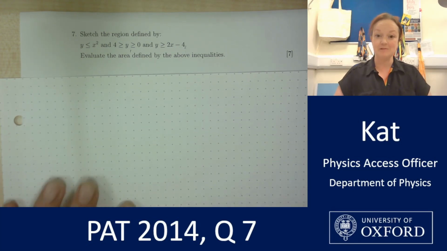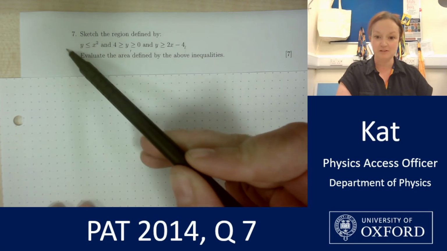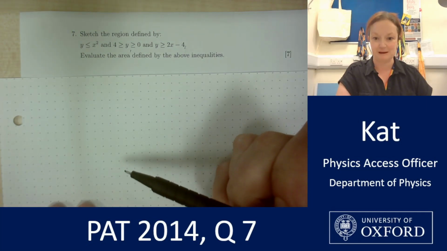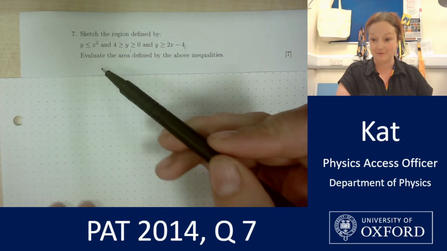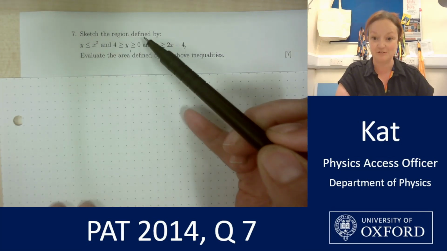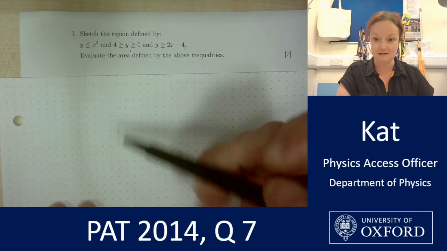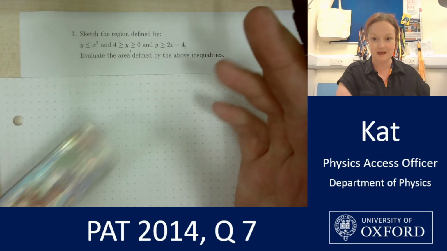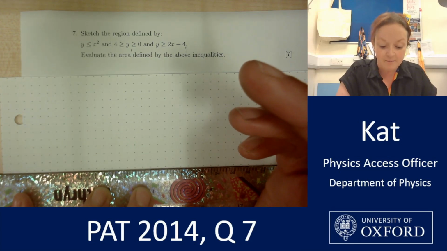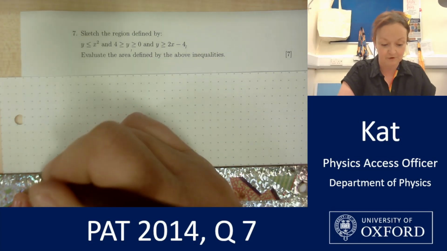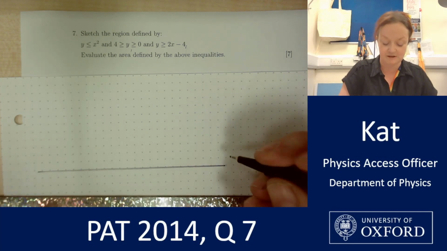This week I'm going to be taking you through the solution to question 7 of the 2014 PAT paper, which is a straightforward maths question asking us to sketch the region defined by these three inequalities and evaluate the area defined by them. I am always in favour of a well-labelled diagram.